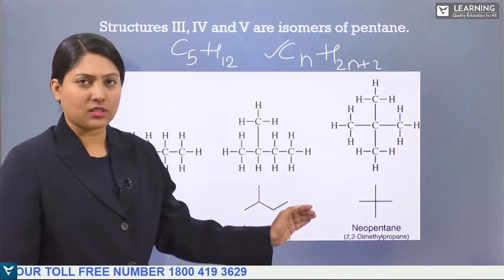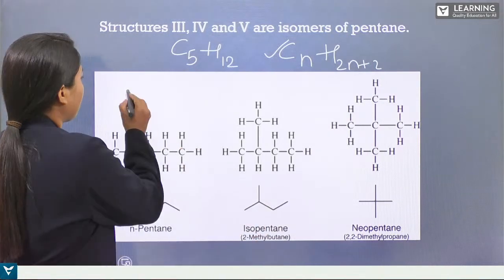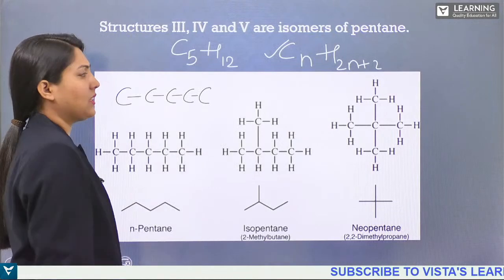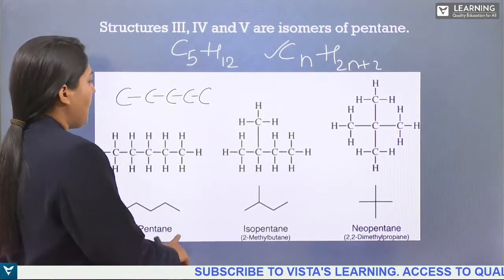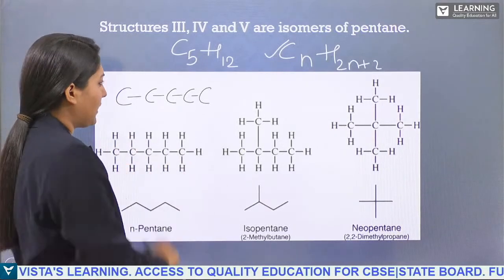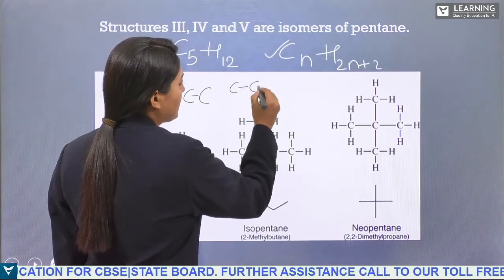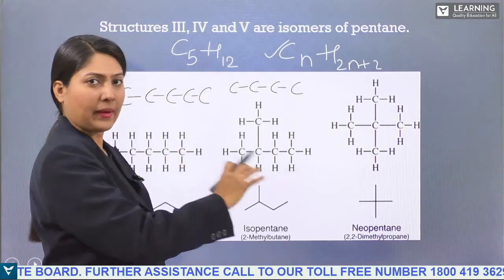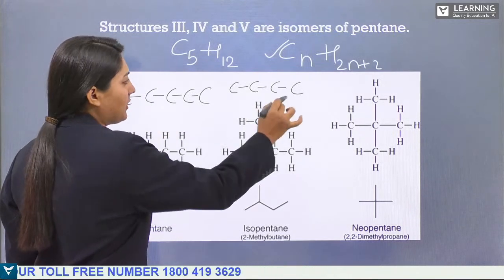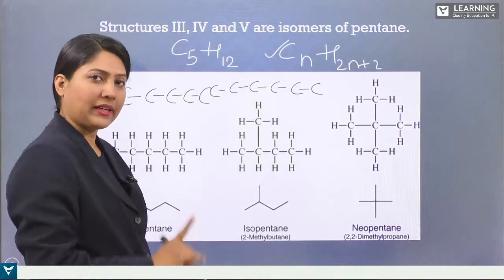Now we have these structures. How do we write these structures? If I take all 5 carbons in a single chain, I will get pentane, as I said for single-chain butane. Whereas in the second, we have 4 carbon atoms as the main chain, which we call the parent chain. Here it is 5, here it is 4. If you add a carbon at either end, it will become pentane itself.